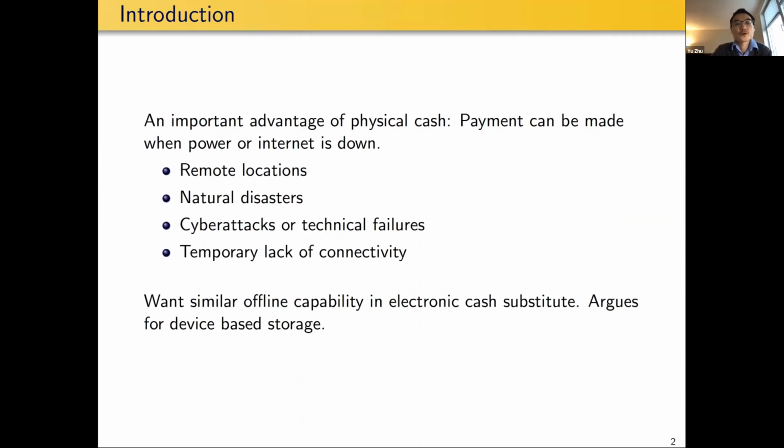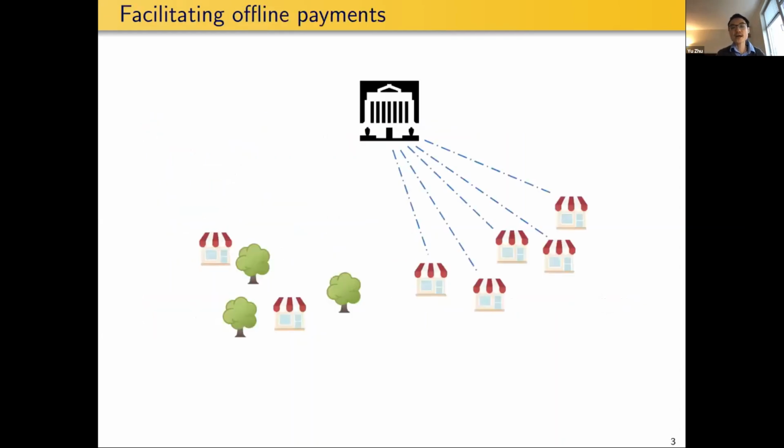In fact, several central banks have been thinking about that too. But an implication of that is really that the balance that can be used for offline payment has to be stored uniquely in a tamper-resistant device and has to be separated from the online balance. Well, why is that? This is really just to avoid the double spending problem.